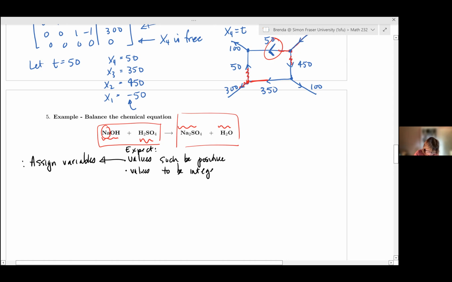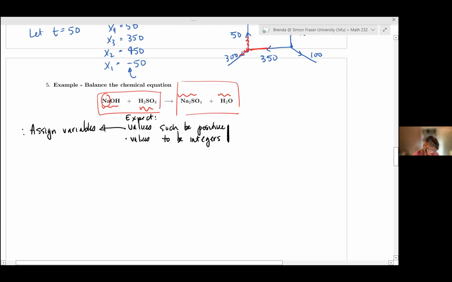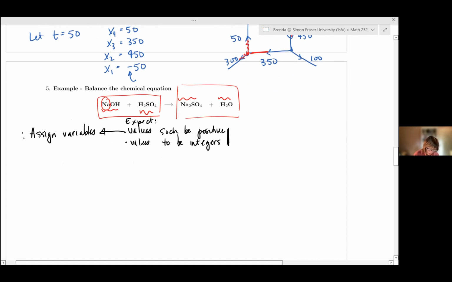It also doesn't make sense to have 1.5 hydrogen molecules. It's okay to have 1.5 liters of water, but not 1.5 molecules. So we're expecting this. This constraint right here is not a mathematical constraint. It is a constraint from an understanding of the underlying physical situation that we're trying to analyze. We just note that as we're going along.